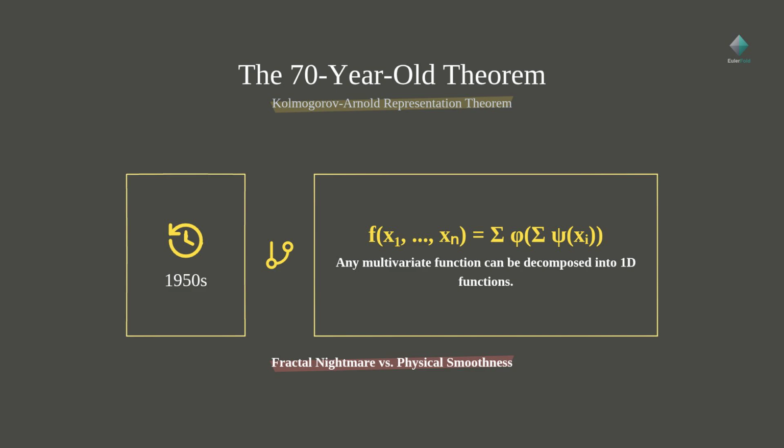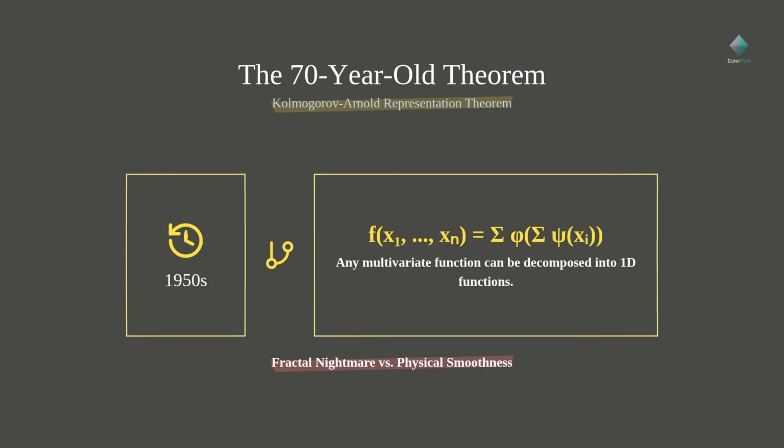Now, this theorem was discovered in the 1950s, and people immediately tried to use it for machine learning, but it failed. Here's why. The theorem guaranteed these decomposition functions exist, but it said nothing about them being smooth. In the worst case, they could be fractal, infinitely jagged, which no computer can learn. So for decades, this theorem was considered theoretically beautiful, practically useless.